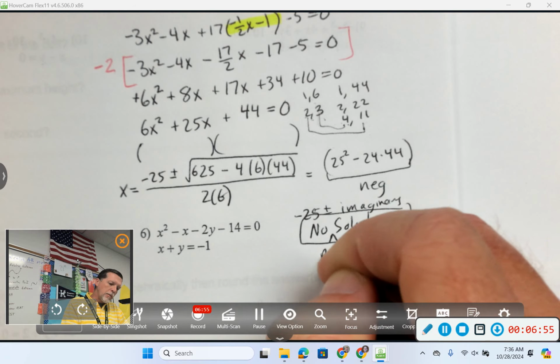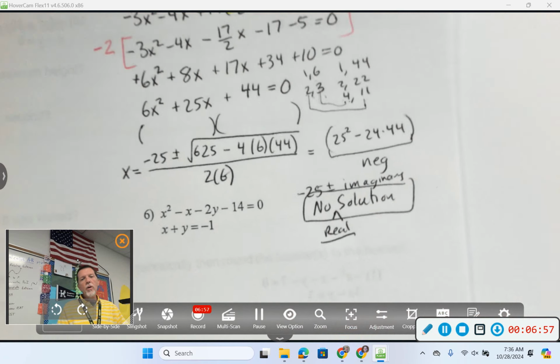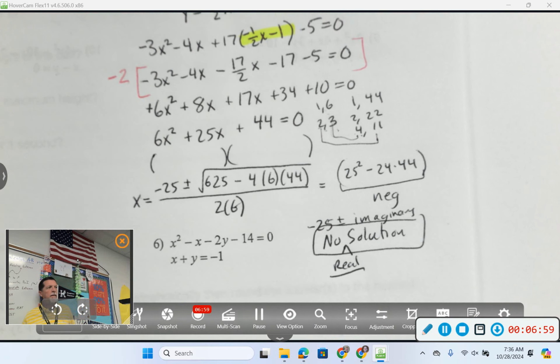If we want to be more clear, we should say no real solution. They don't intersect anywhere is another way to say it. So there'd be some imaginary solution, but we don't care about those if we're looking for where they intersect on the real graph. So that was a good one to do because it was ugly in all sorts of ways.